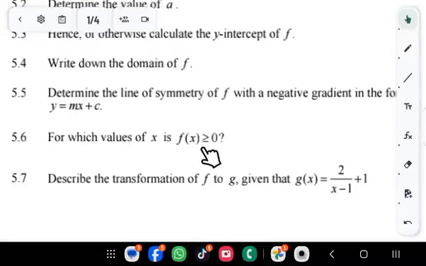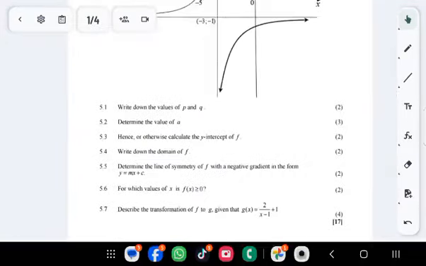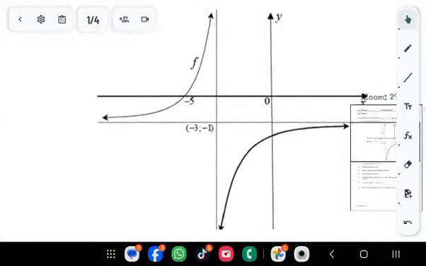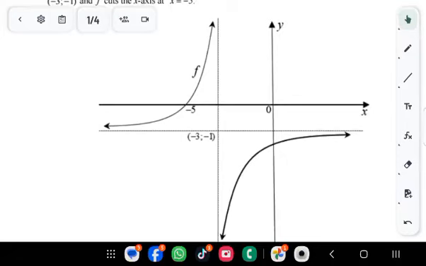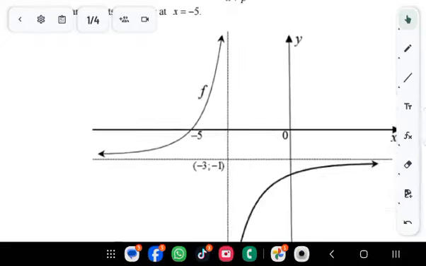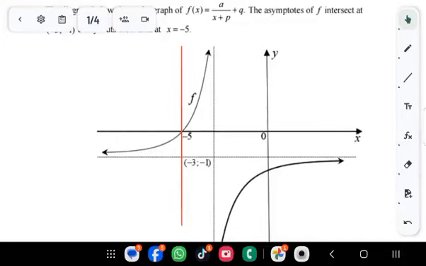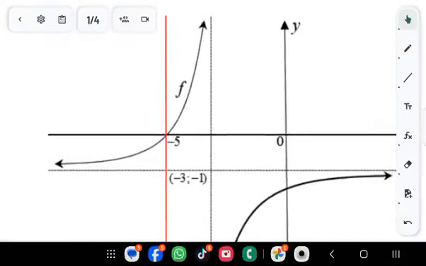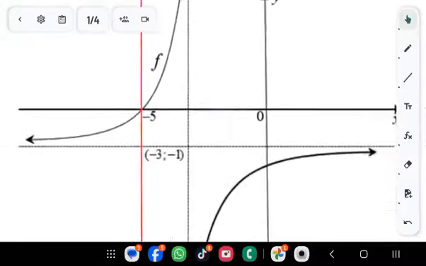For which values of x is the graph positive, greater than or equal to 0? In other words, where does it lie above the x-axis? That's what that means. Now we need to know exactly where it cuts the x-axis so that we can figure out where it lies above and below the x-axis. So you take a ruler and a pencil, draw a line here at the point where the x-intercept is, where the graph cuts the x-axis, and then look at the graph. Where does it lie above the x-axis?